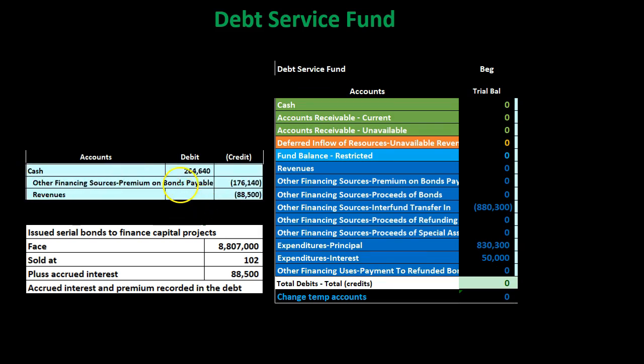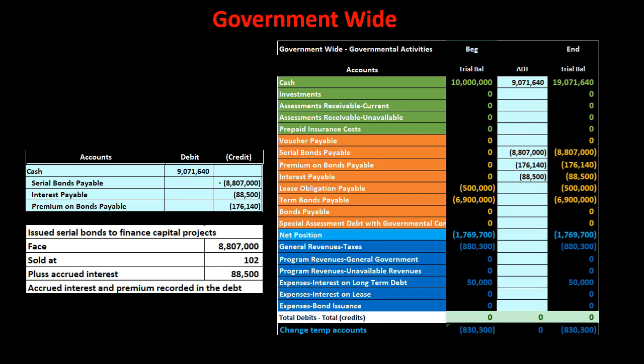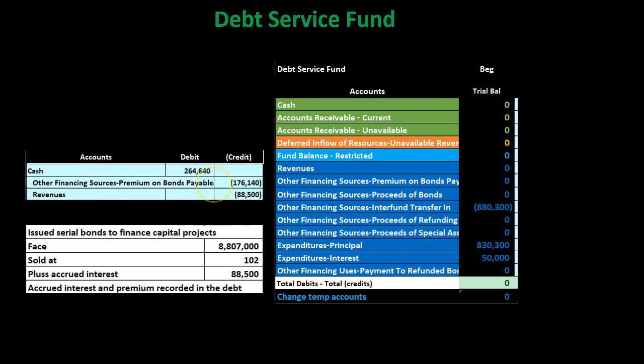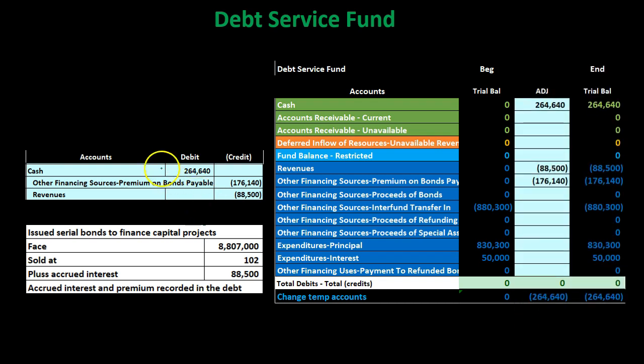So in the debt service fund, we're going to have a debit to cash, the $264,640, and then we're going to credit the $176,140. That's the premium amount that we saw here in the government-wide activity. We're not going to record it as a premium, because that's related to a long-term liability. We're going to record it into other financing sources. And then the other side is going to be the revenue. That's for the interest. So this is going to be our transaction in the debt service fund. If we record that out, we're going to say cash is going to go up from zero, debit direction, the $264,640. Then we're going to credit the other financing sources.